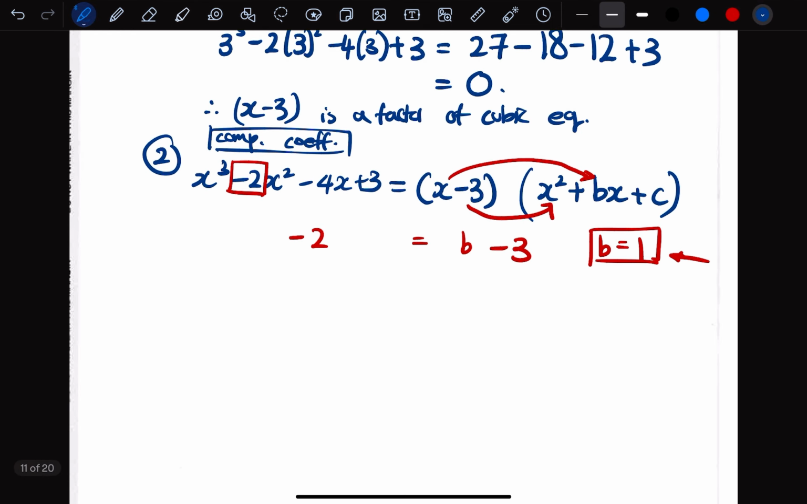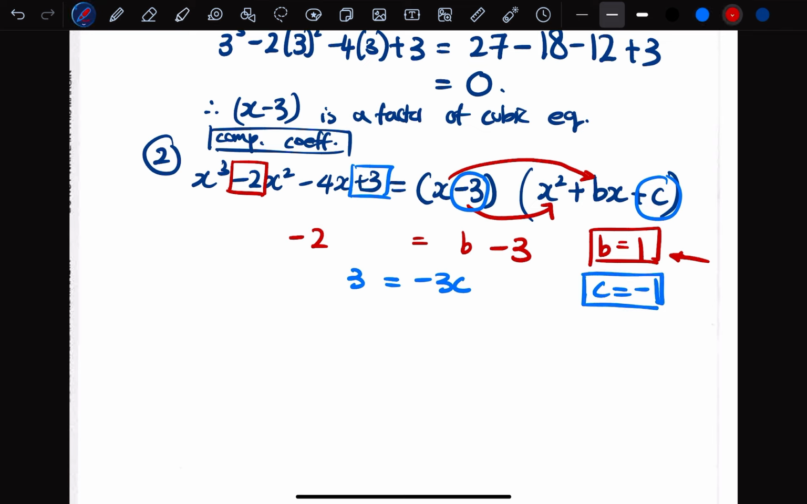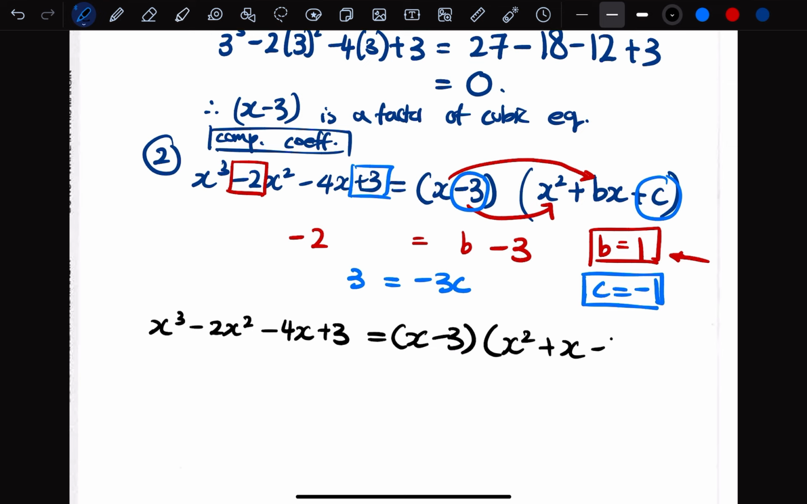Similarly, we can also compare our negative 4 value over here, or even better, you can compare our 3 value over here. This is even faster, right? Because 3 is basically the same as negative 3 times c, because this is the only value that when you multiply, you get those numbers. So 3 is equal to negative 3c, and c is equal to negative 1. And once you find that c equals negative 1, we can then rewrite our whole cubic equation to give us that this whole thing is equal to x minus 3 times x squared plus x minus 1.